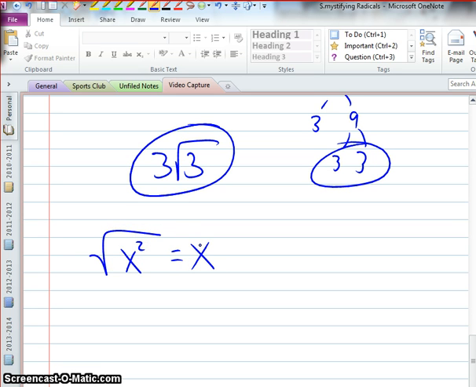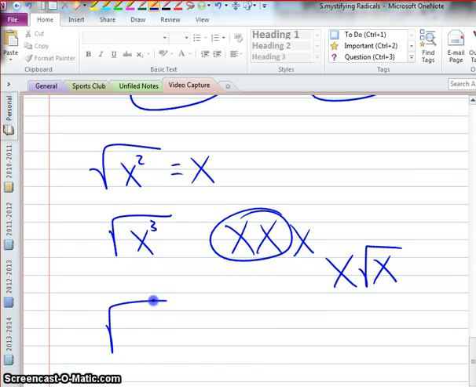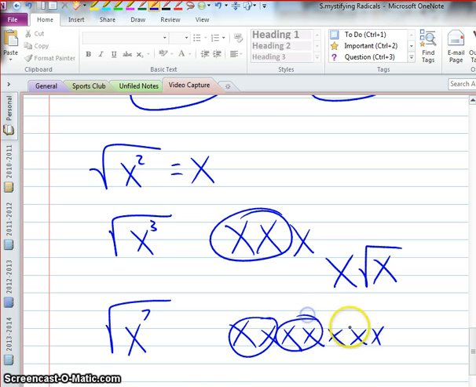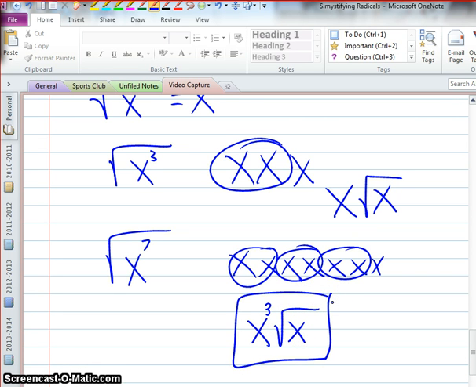There's 2 x's in there, they come out as 1. Square root of x cubed would be x times x times x. The pair comes out, but one's got to stay behind. So for example, the square root of x to the 7th power, if you've got 7 x's, you've got 1 pair, 2 pair, 3 pair, with 1 single left behind. So you've got x cubed on the outside and 1 x still on the inside. That's basically simplifying radicals.